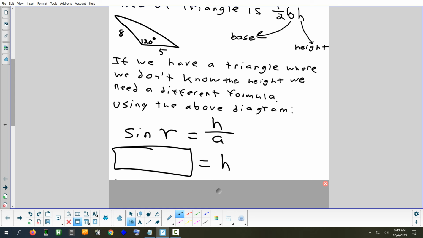Yeah, multiply each side by a. That's gone. And there's your formula for the height: a sine gamma.